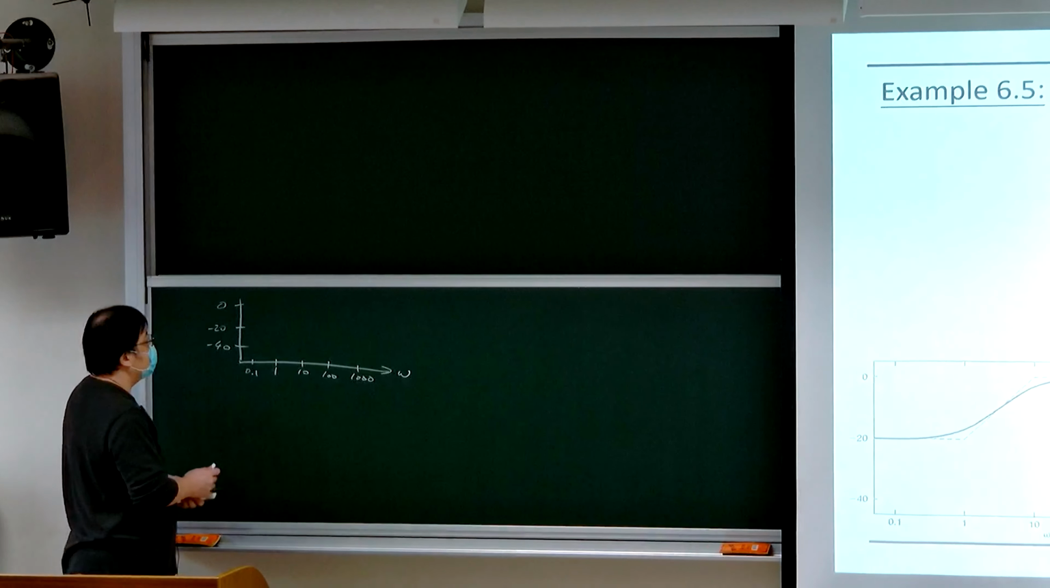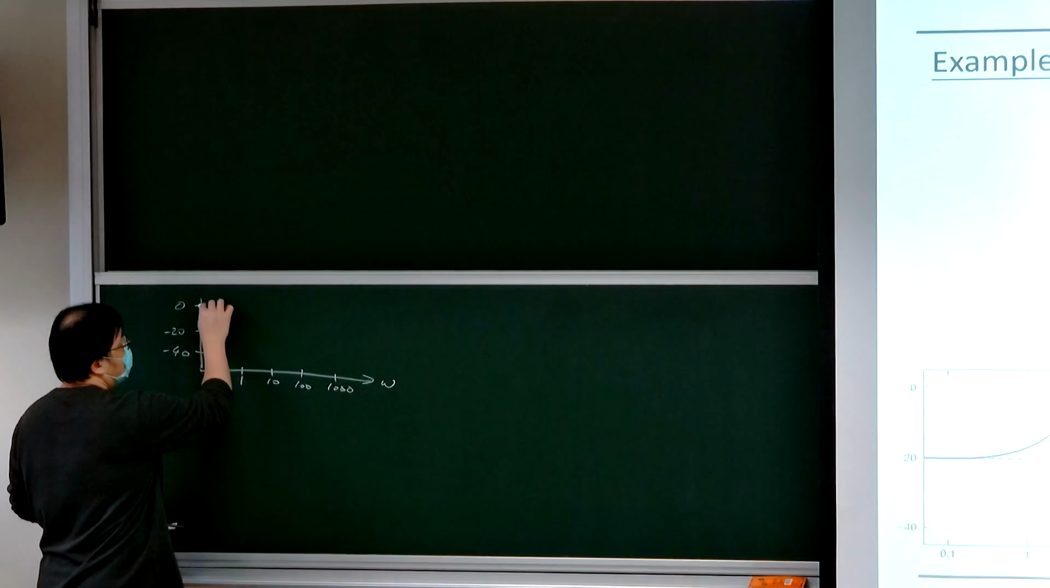Now, for a first order system, it's approximately 0 before the break frequency, and then decays by 20 dB per decade. So it decays by 20 dB per decade. Okay? So this is H1, the 20 log 10 of H1.